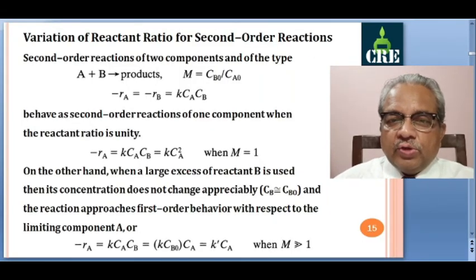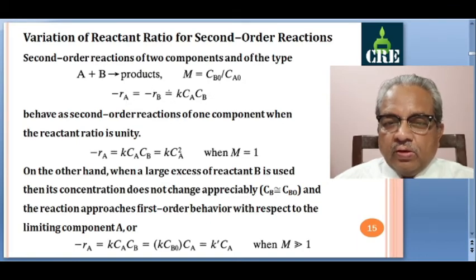Now, variation of the reactant ratio for second order reactions. Second order reactions, A plus B giving product, minus Ra is equal to minus Rb is equal to k CA CB. Elementary, we are considering: first order with respect to A, first order with respect to B. M, you know, is the ratio of initial concentrations of B to A, Cb0 by Ca0.